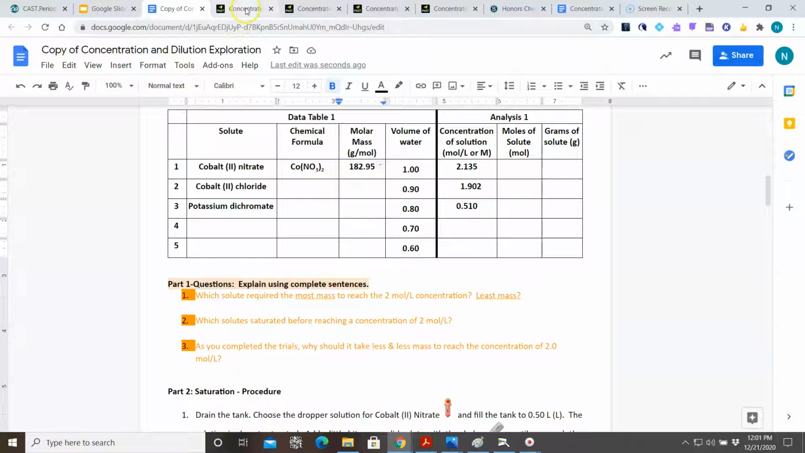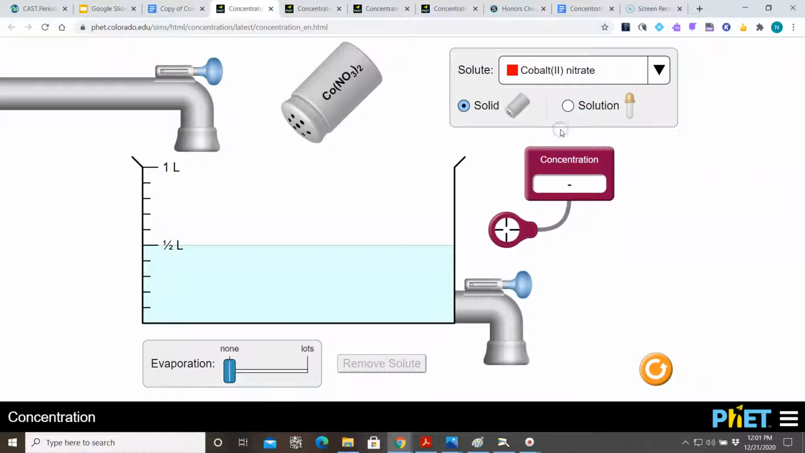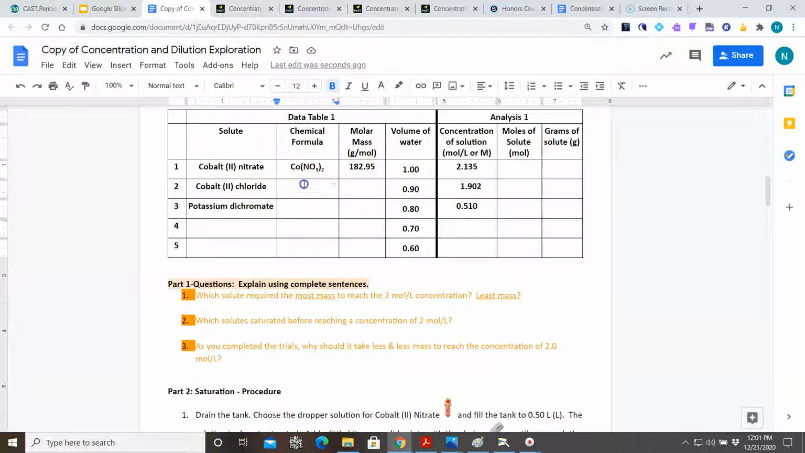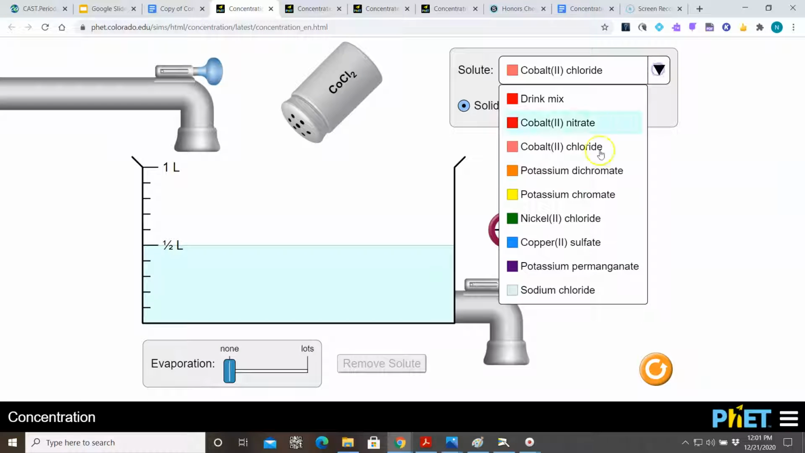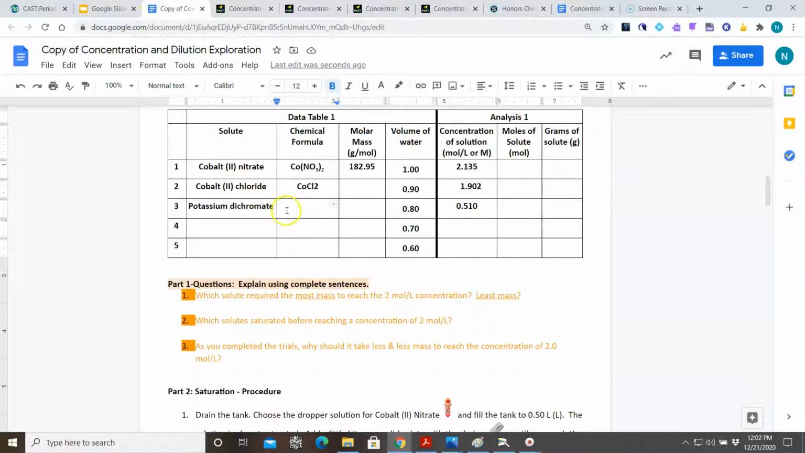The other place you can get the chemical formula is from the lab itself. For example, when you select cobalt 2 nitrate, you will notice the chemical formula is written on the salt shaker. When you select cobalt 2 chloride, you notice that it's here, CoCl2. So I'm going to take that formula, and that's my chemical formula. And then the last one, for potassium dichromate, is the same sort of thing. When you click on it, it will give you the formula K2Cr2O7. And so that's what's written here.